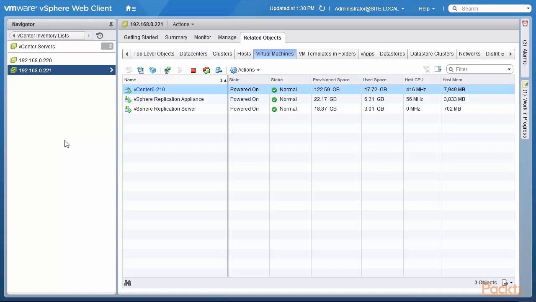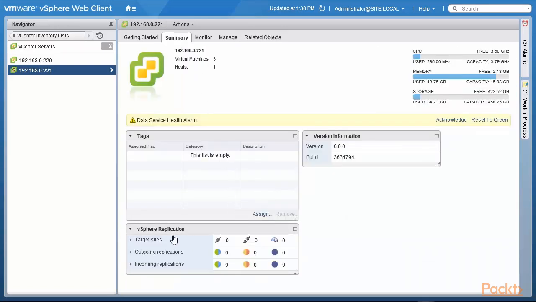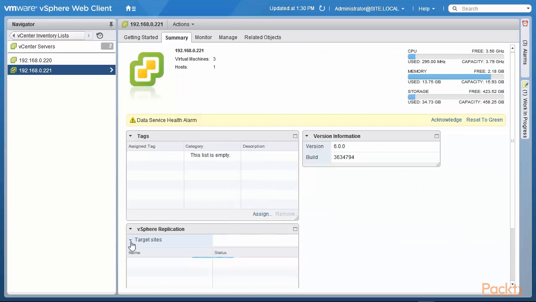Now, moving forward to targets. So what we see at this point in time is I'm looking at 221. So this is our branch site, site number 2 branch site. And when I look at related objects in virtual machines, I see I'm running that vCenter there. We installed the replication appliance and we installed the replication server. Now, when I look at summary, I see that vSphere replication is up and running. However, there are no target sites for this vCenter server, and that is because we have not set up any.